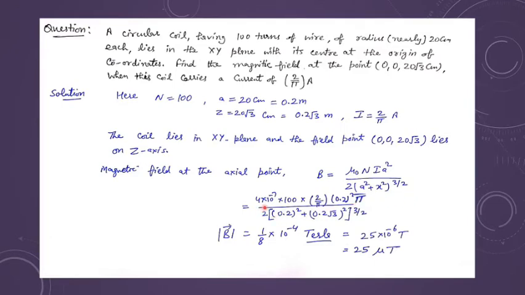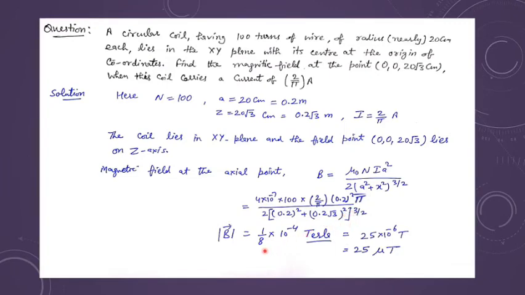which we have discussed. The value is 4 pi into 10 to the minus 7 into 100 into 2 upon pi. This pi and 4 pi, both the pi will get cancelled, into 0.2 whole square, that is the a, we have already written it in meters, divided by 2 into 0.2 whole square plus 0.2 root 3 whole square. Power is 3 by 2. And you need to work it out.